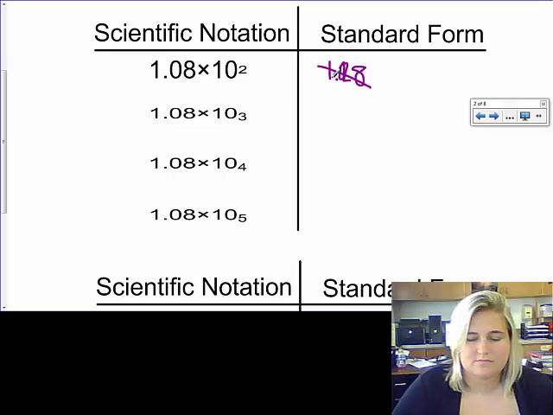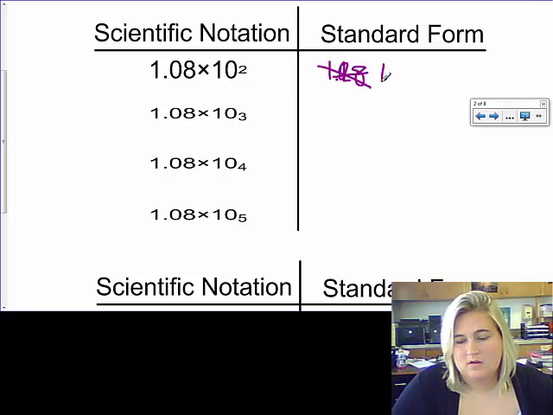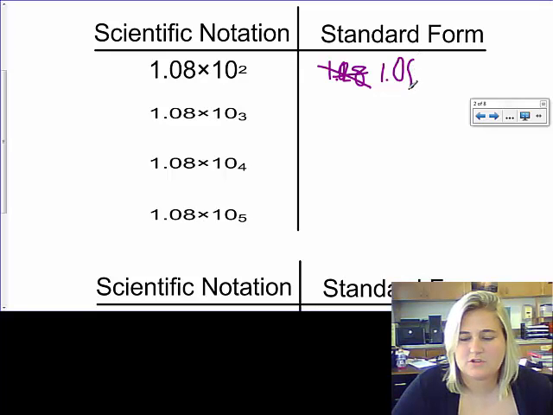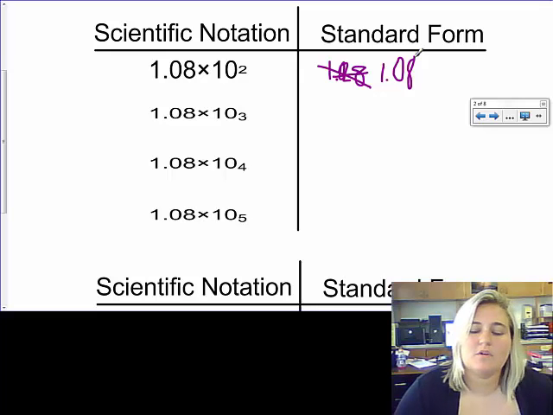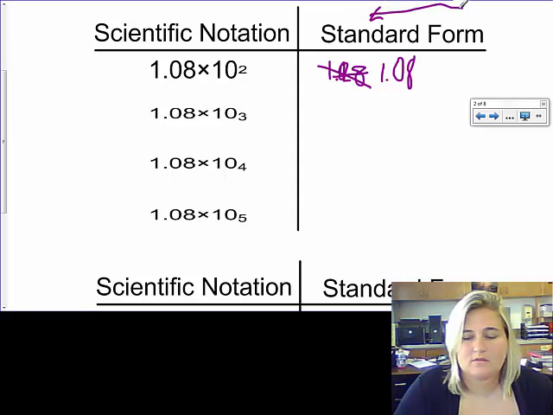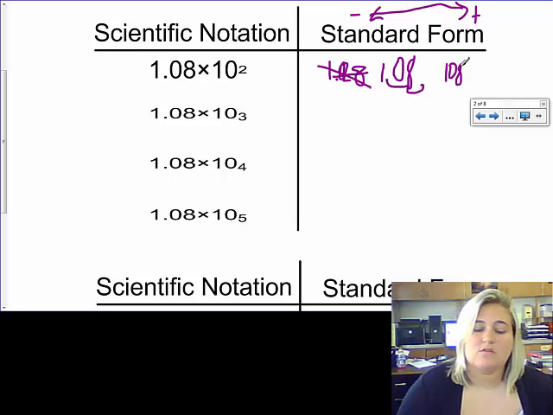Okay, so since that exponent of 2 is a positive 2, that means that we're going to move our decimal 2 times in the positive direction. If you think about a number line, pretend that's a straight number line, we know that positive numbers are to the right and negative numbers are to the left. So we're going to move this decimal 2 times, which gives us 108, because the decimal is now behind the 8, just as so.